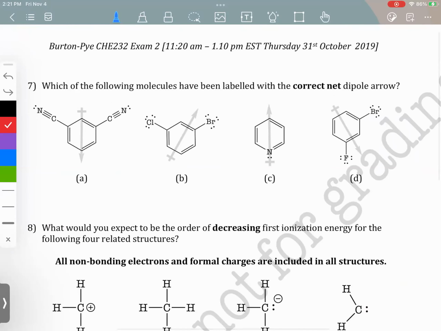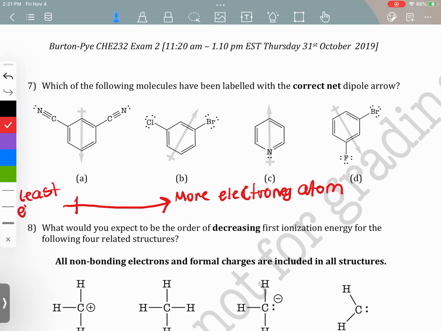So 7. Which of the following molecules have been labeled with the correct net dipole arrow? So remember, the head of the arrow should always be towards what? The more electronegative one, like the tip of it, yeah. The more electronegative atoms. And the tail should always be from the less electronegative. So now let's look at each of the answer choices.